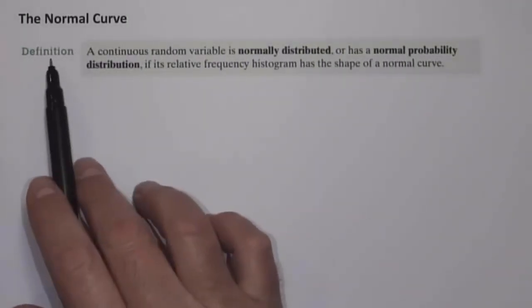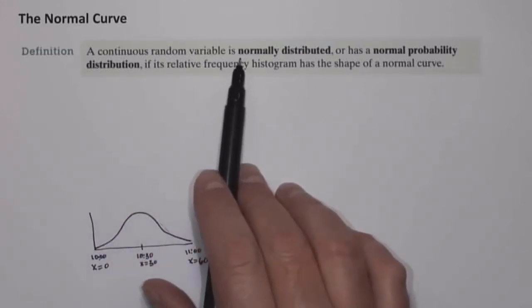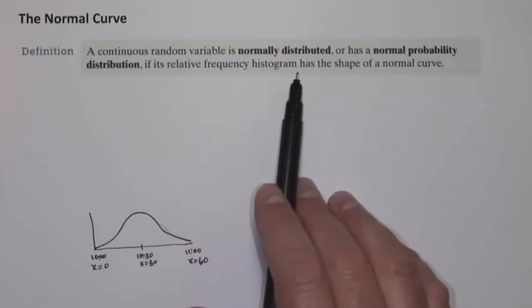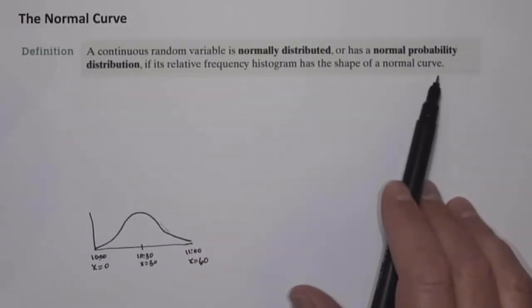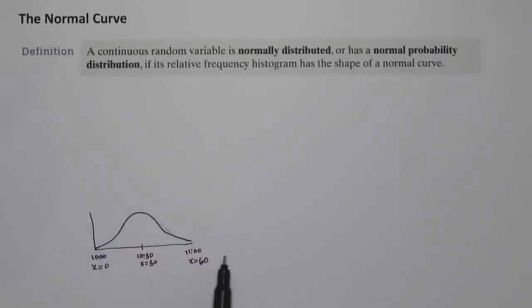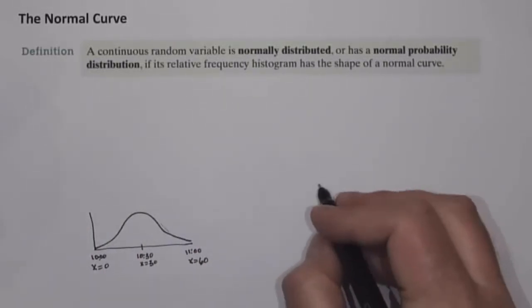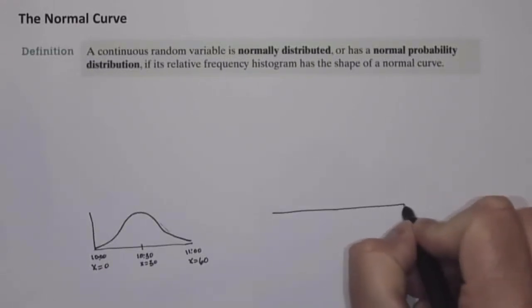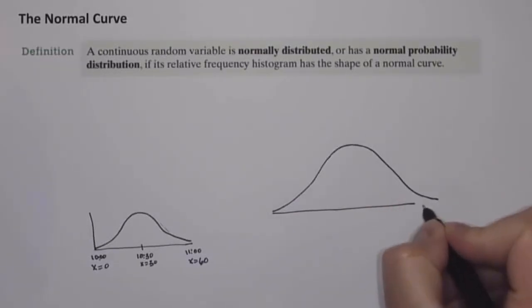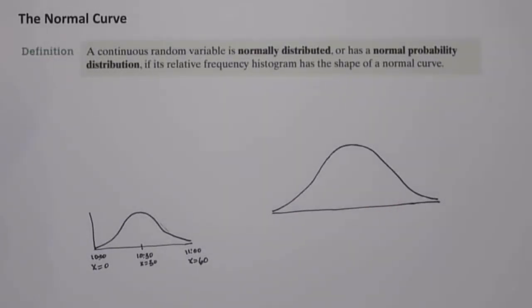So, back to our definition. A continuous random variable is normally distributed or has a normal probability distribution if its relative frequency histogram has the shape of a normal curve. So a normal curve is similar to what I was talking about with the utility worker. Okay? Specifically, a normal curve is going to have this perfect, smooth bell shape. And so this is a probability density function for a normal probability distribution.